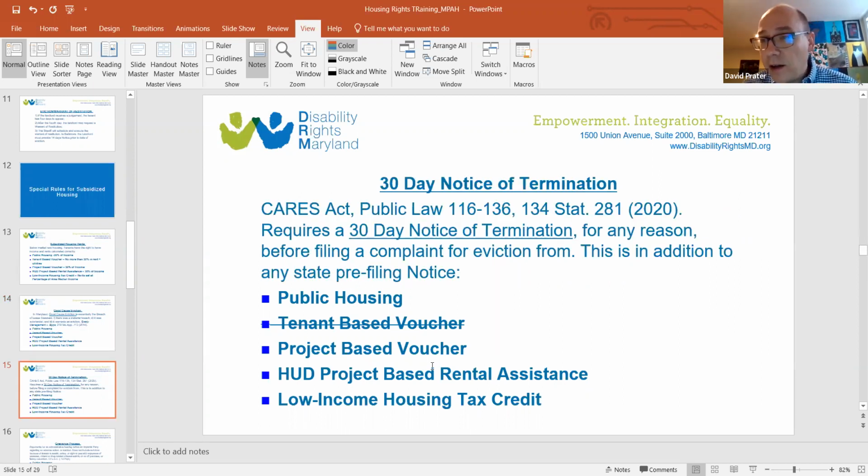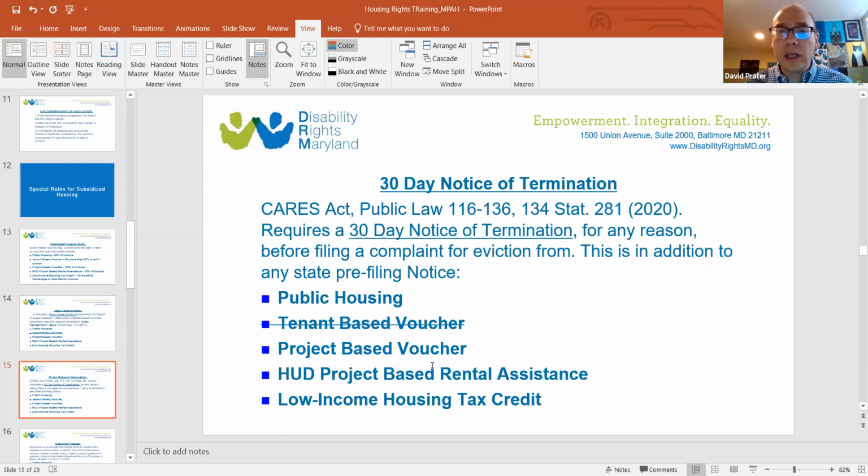Another right of residents of subsidized housing, and this is fairly recent, is a 30-day notice of termination. The CARES Act that was passed in 2020 now requires a 30-day notice of termination for any reason before filing a complaint for eviction. This is in addition to any state pre-filing notice. Now, the guidance that HUD has given says that these two notice provisions, under the CARES Act and under state law, can run concurrently.